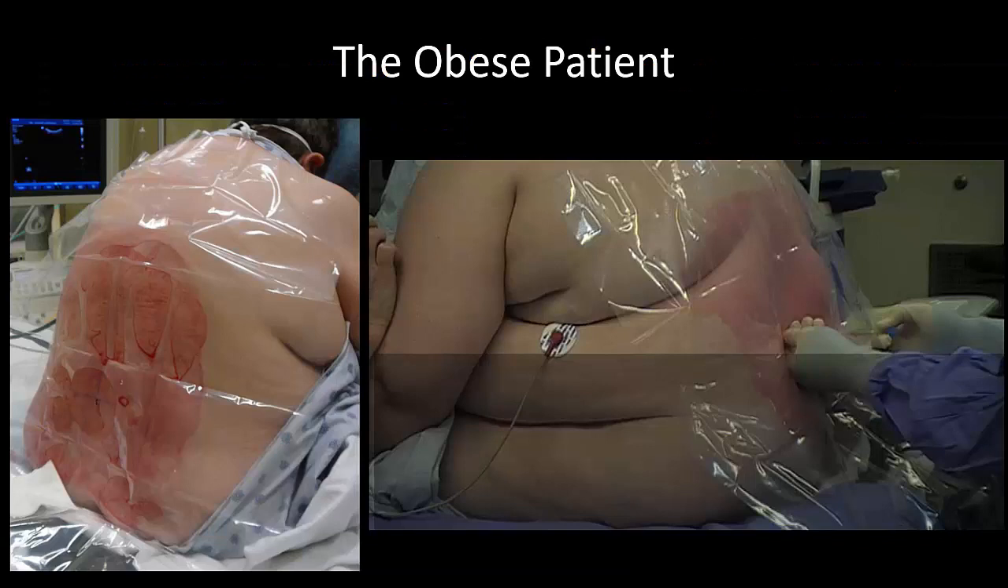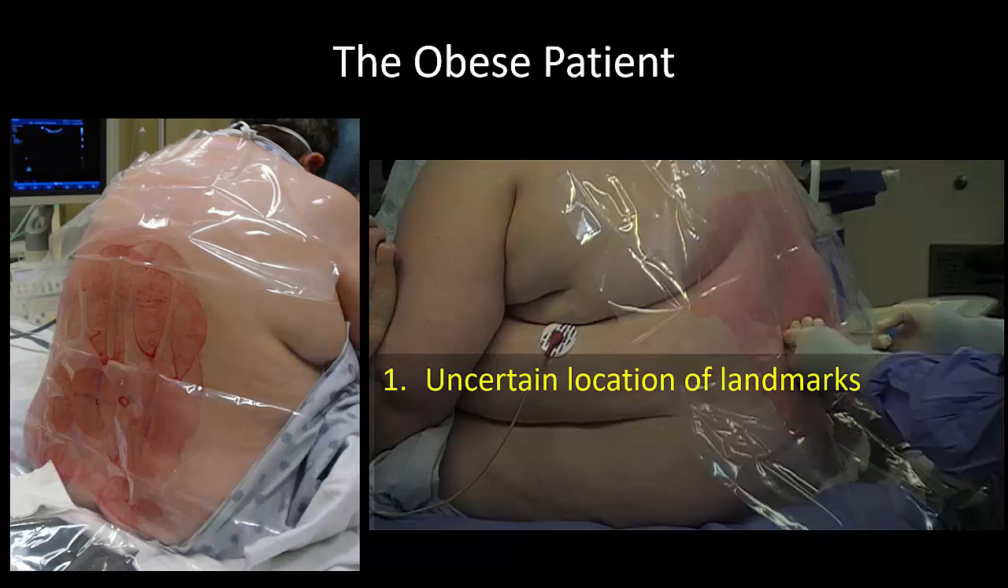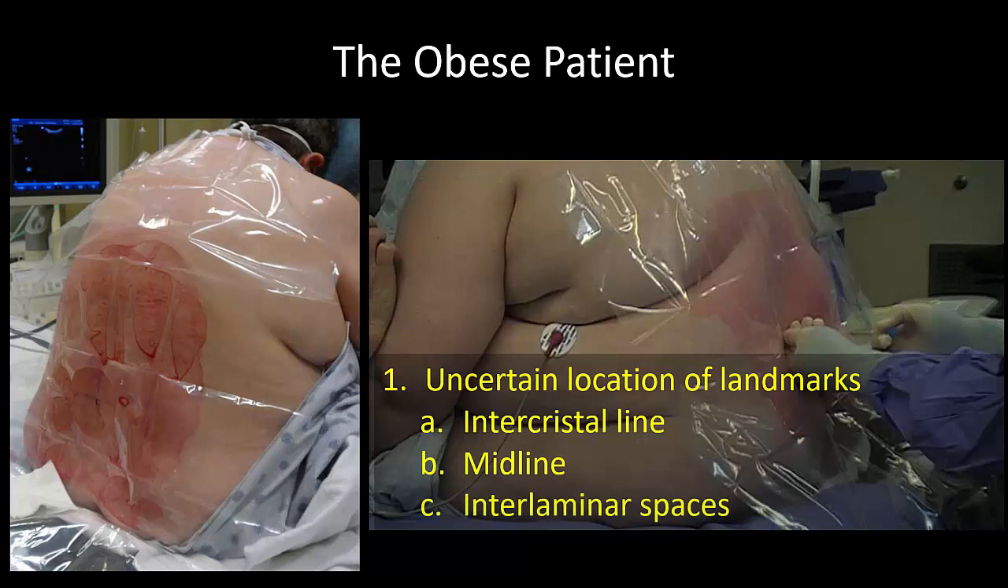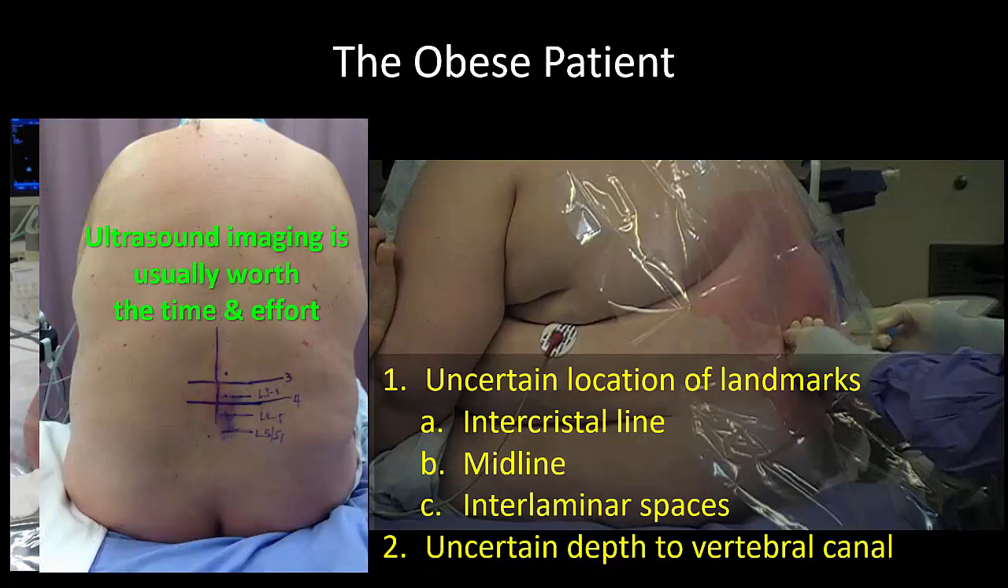The two main issues in the obese patient are: 1. The uncertain locations of relevant landmarks, namely the intercristal line, which allows estimation of intervertebral level, spinous processes, which indicate the midline, and the interspinous and interlaminar spaces. 2. The uncertain depth to the vertebral canal, which has implications for selection of an appropriately long needle. Ultrasound helps address both these uncertainties, and for this reason, it never hurts to do a pre-procedural scan in the obese patient.